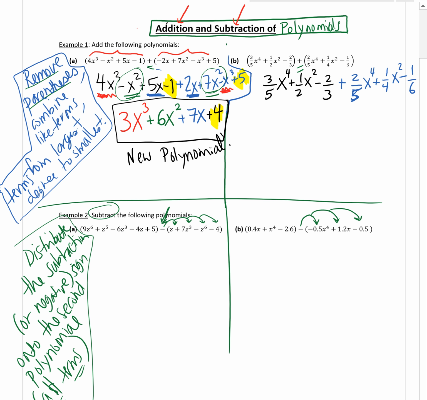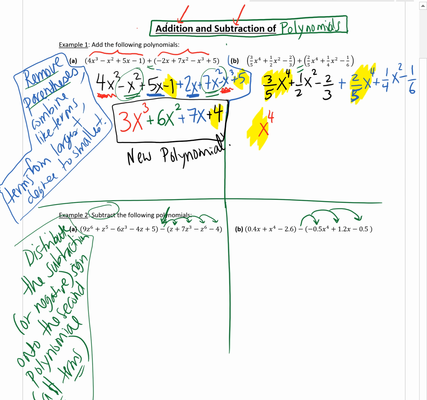Alright, now I'm looking around at this guy. I say, alright, who has the highest power right now? I've got 3/5 x to the 4th, 2/5 x to the 4th. Those guys can combine. And what you're really doing is you're adding their coefficients, right? The 3/5 and the 2/5. Thankfully, we got a little bit lucky on this one. They have the same denominator.